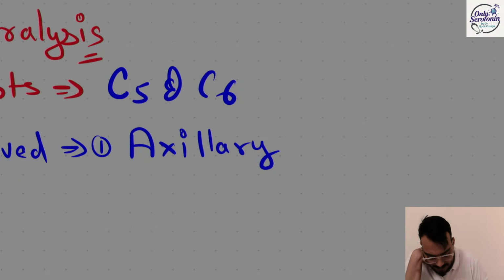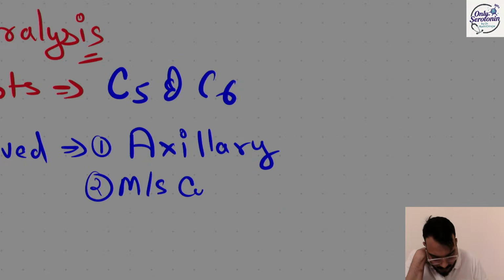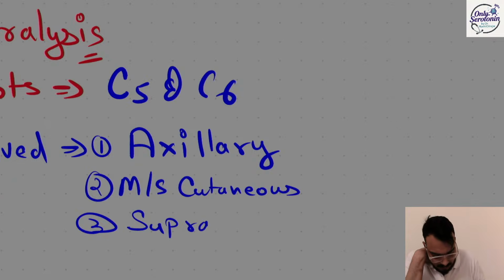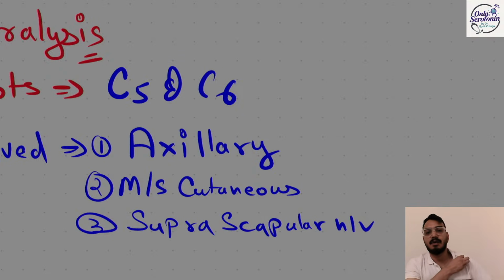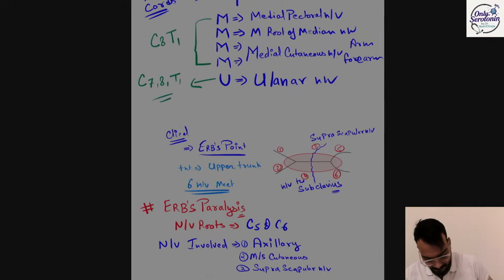So the first one is axillary nerve. The second one is musculocutaneous nerve, and the third one is suprascapular nerve. These three nerves are going to get affected in my Erb's palsy.